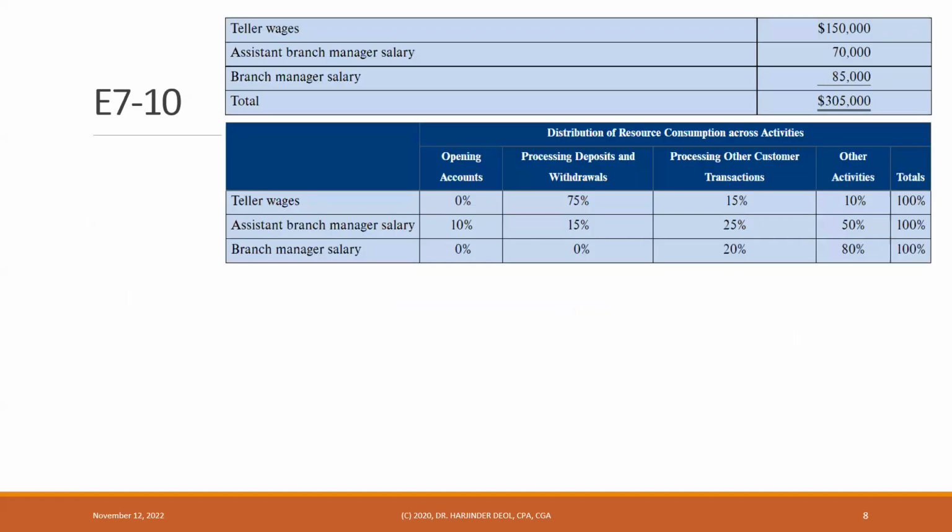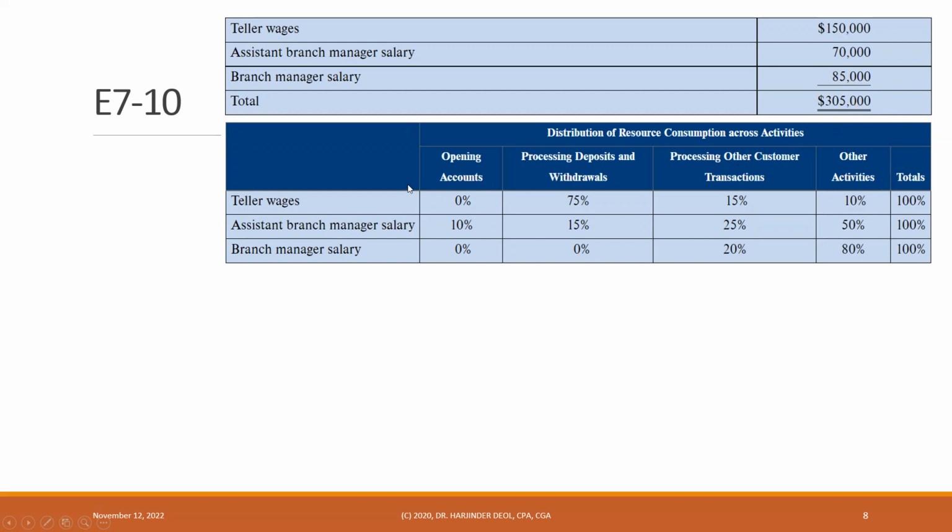Here's a numerical example. So we have been given information about resource consumption at a bank branch. And we can see that there are 3 categories of costs. Teller wages accounted for 150,000. The assistant branch manager salary was 70,000. The branch manager's salary is $85,000, and that adds up to 305,000.